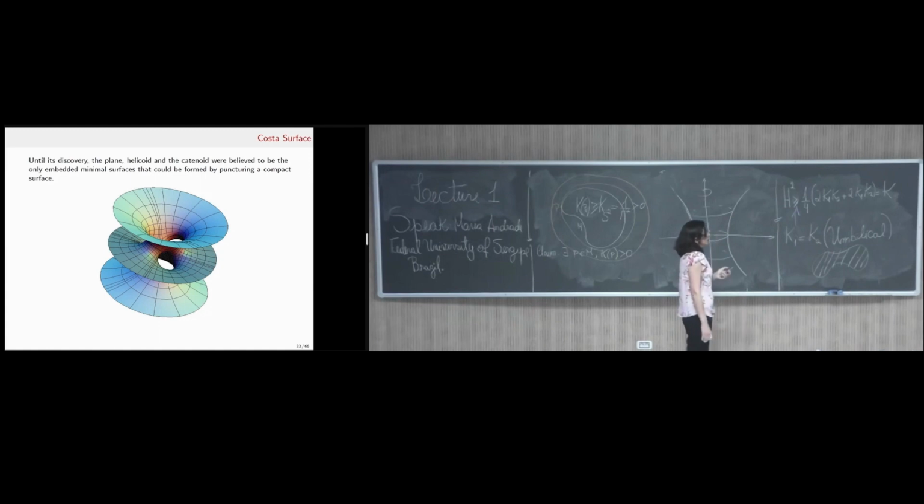So this surface is this one. I told you before that we only knew a plane, a catenoid, and what more? Helicoid. So Costa proved that the surface is a minimal surface, and there are some very important properties for us.